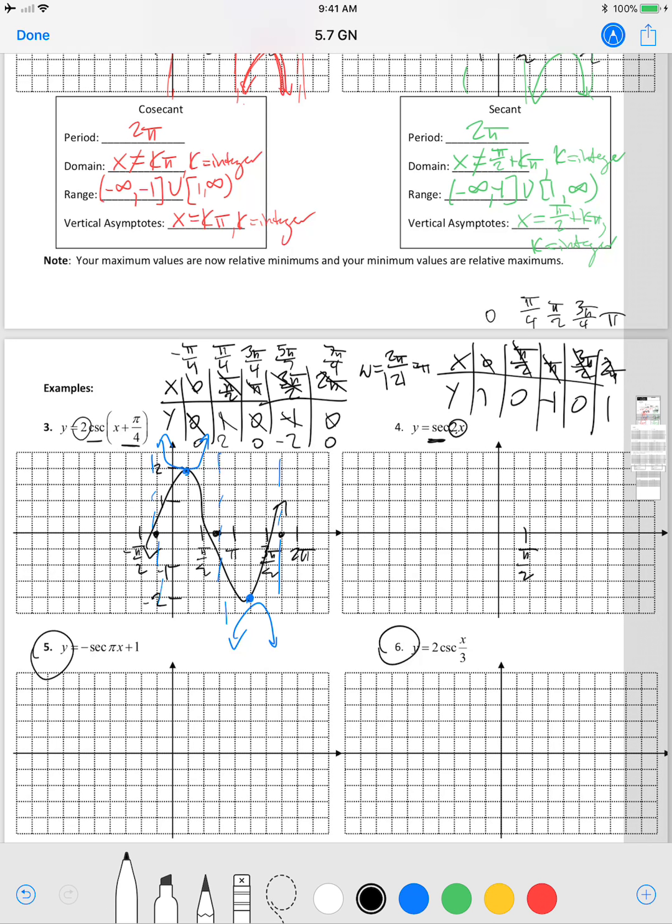So this was pi over 2, pi, 3 pi over 2, 2 pi, 1, negative 1. So 0, 1. This is a horizontal compression here. My zeros become asymptotes.